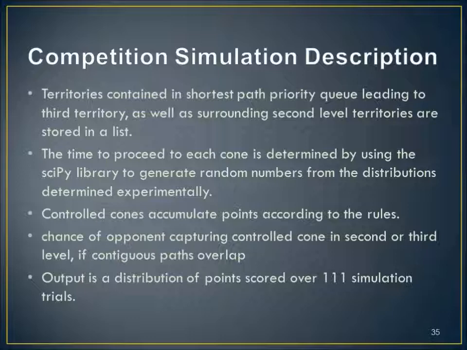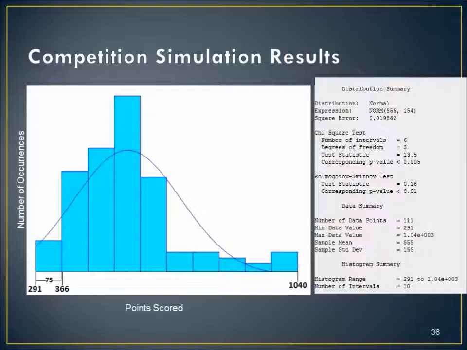The SciPy library is used to determine the time from each cone to control the next territory. Controlled cones accumulate points according to the competition rules, and there's a chance of opponents capturing controlled cones, which would affect your ability to score points. Here are our results over 111 simulation trials. Mean points was 555 with a standard deviation of 155, and as you can see, the data is normally distributed.